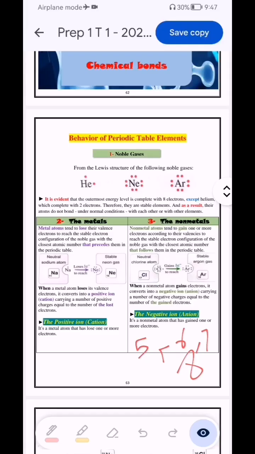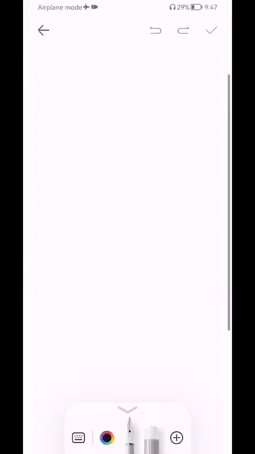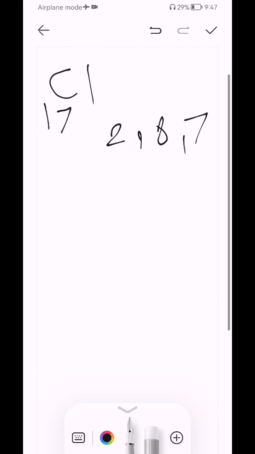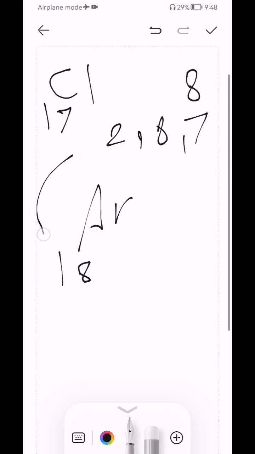Follow it in the periodic table. Follow after them in the periodic table, because they gain. For example, Cl 17: 2, 8, 7. So it's a non-metal, and it will gain or lose? It will gain to be what? To be 8, like the outermost level containing 8 electrons, like the closest inert gas argon 18. The atom of Cl contains 17 protons and 17 electrons.